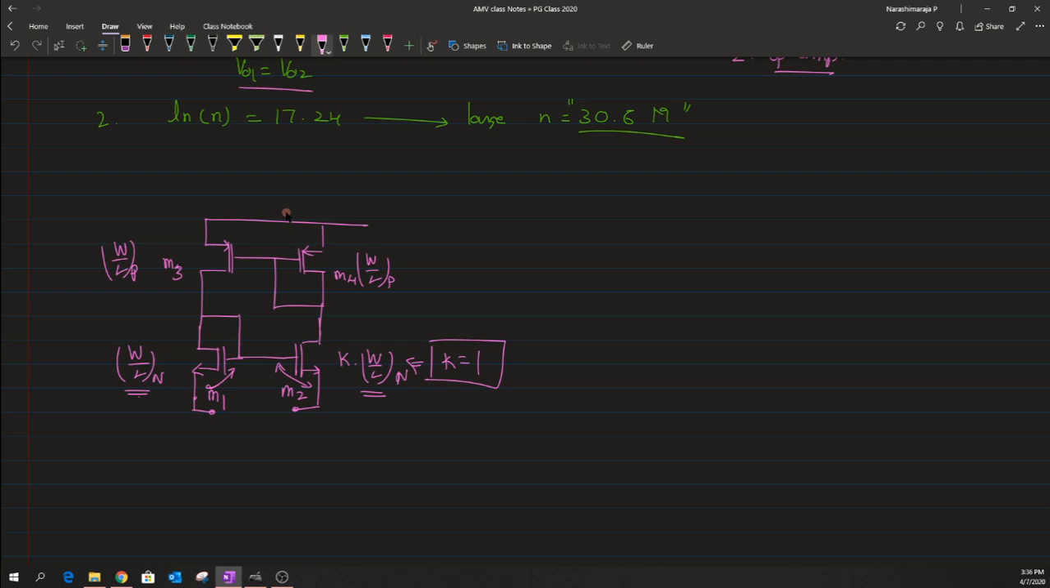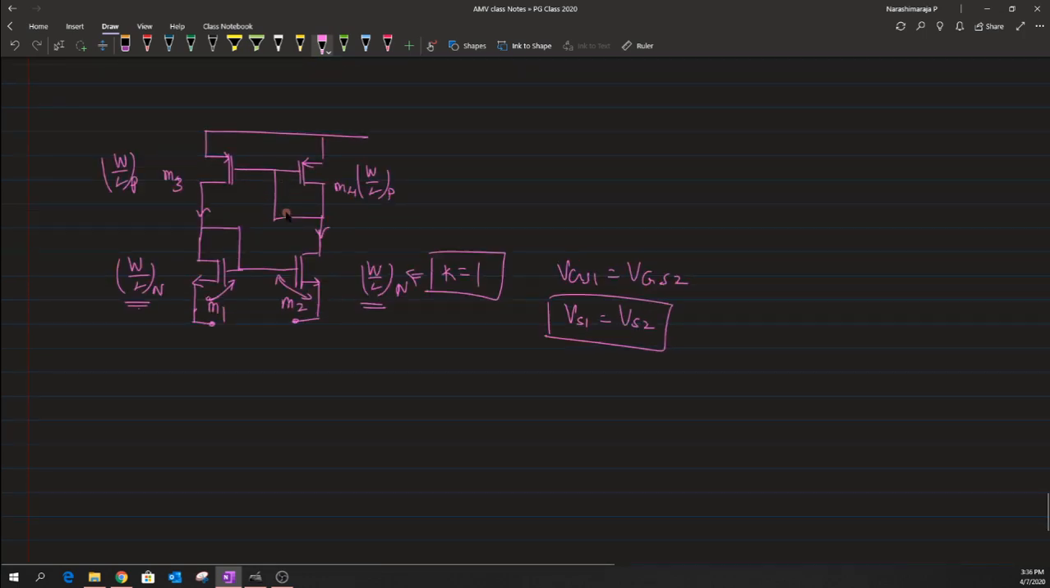So when we have k equal to 1, VGS1 and VGS2 will be equal to each other, because the same amount of current is flowing across both branches. This ensures VGS1 equals VGS2, and in turn VS1 equals VS2. So this is what we wanted. Now, if I translate this VS1 into VO1, and this VS2 into VO2, then our circuit is all ready.